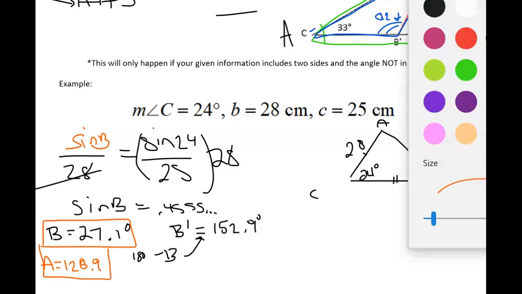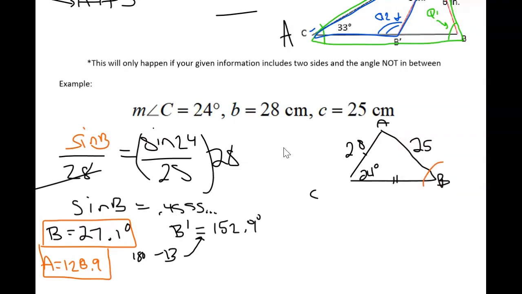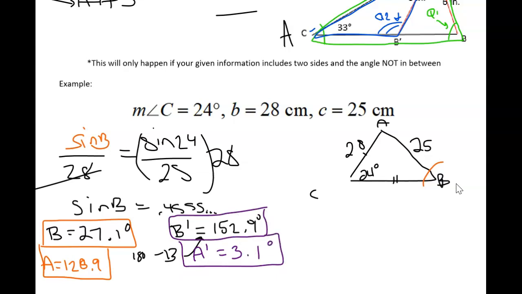For B prime, I'm going to switch colors. So let's use purple. Go Suns. We're going to do 152.9 plus our 24 that we were given, and we get 176.9. Subtract that from 180, and we find that A could also have been 3.1 degrees. Well, that's also a valid angle, albeit a pretty small one. This is an example of the ambiguous case. I have two potential solutions that I need to finish.